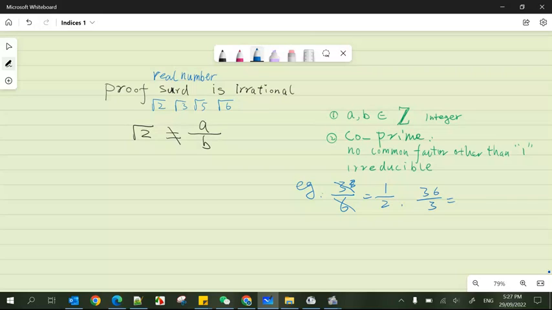In another example, let's see 36 over 3. Are they reducible? Yes, they are. They share a common factor 3. 3 simplified is 1, 36 divided by 3 is 12. 12 over 1 is equal to 12. And another example, let's see square root 4. Square root 4 is not irrational. Square root 4 equals positive 2 or negative 2.